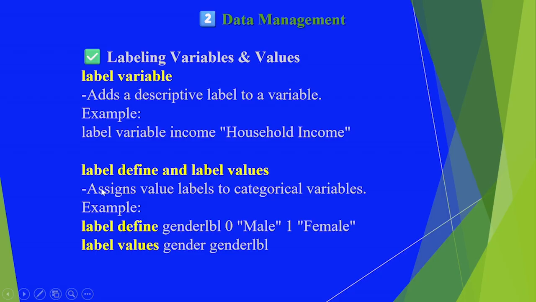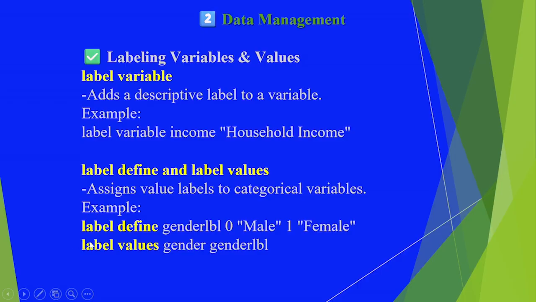And for example, we have another one called label define and label values. So label define and label values will assign value labels to a categorical variable. And this is the example. Label define, for example, gender label. In fact, if we say label define gender label, it will be like we're creating a new column called gender label, and we're saying 0 should be male and 1 should represent female.